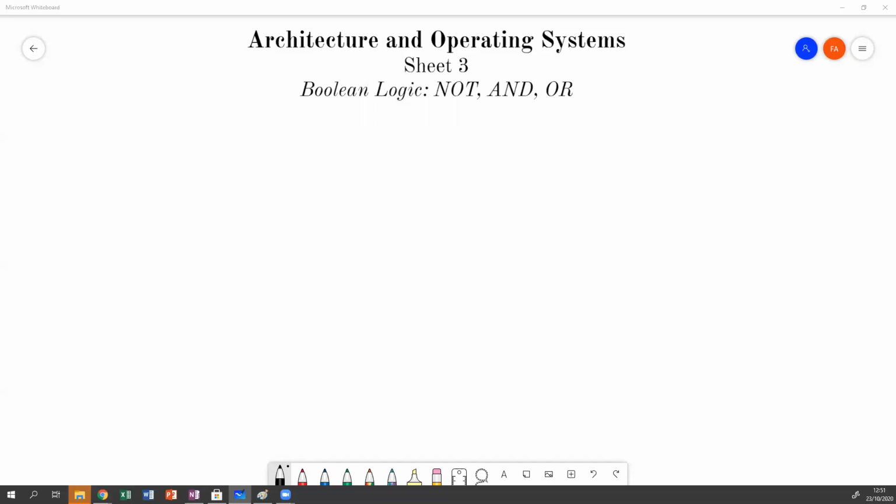We are in week 3, and in this week we are going to learn more about digital gates. So Boolean logic: NOT, AND, OR.